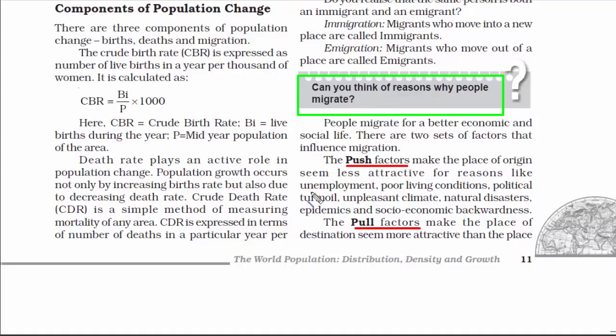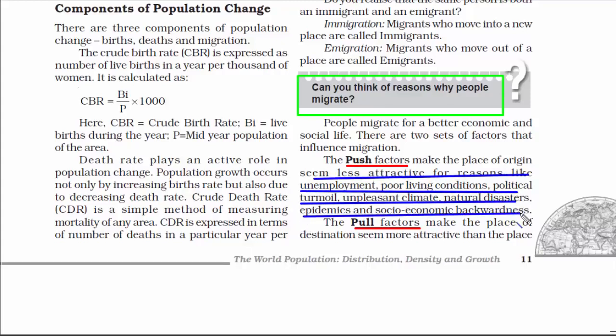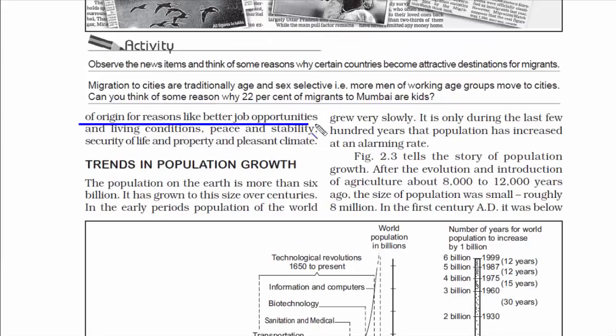The push factor means sending people away because of reasons like unemployment, poor living conditions, political turmoil, unpleasant climate, natural disasters, epidemics, and socioeconomic backwardness. And on the other hand, pull factor makes the destination more attractive for reasons like better job opportunities and living conditions, peace and stability, security of life and property, and pleasant climate. So roughly remember these reasons.